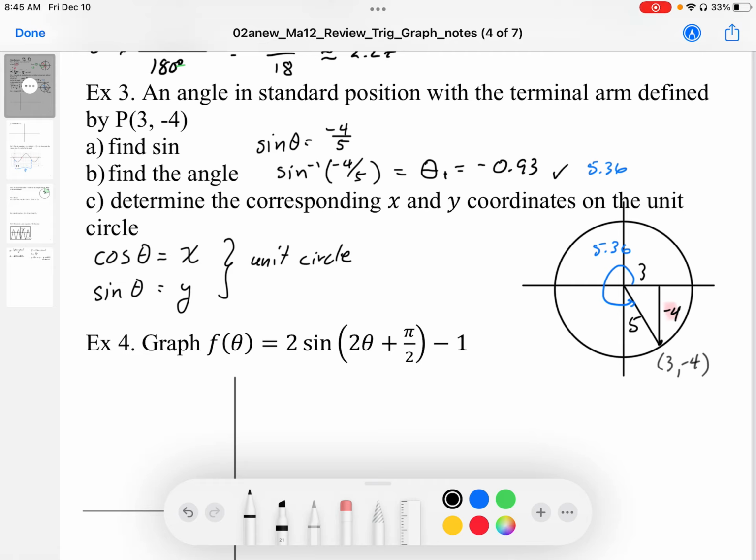We could always just figure it out by scaling this original circle down, but since we have this definition, the cosine value is going to be 3 over 5. The sine value is going to be -4 over 5, so the y coordinate on the unit circle is -0.8.